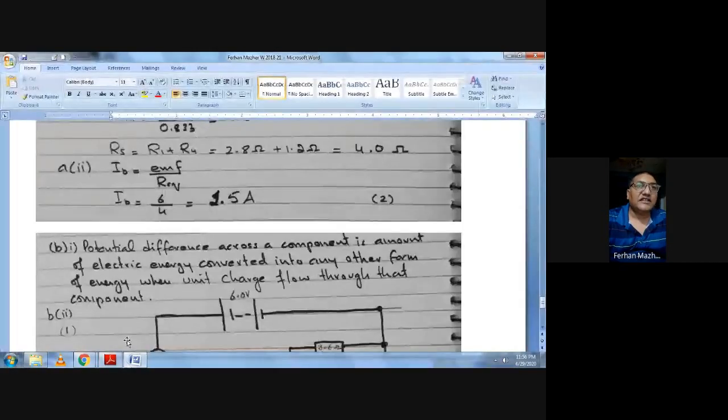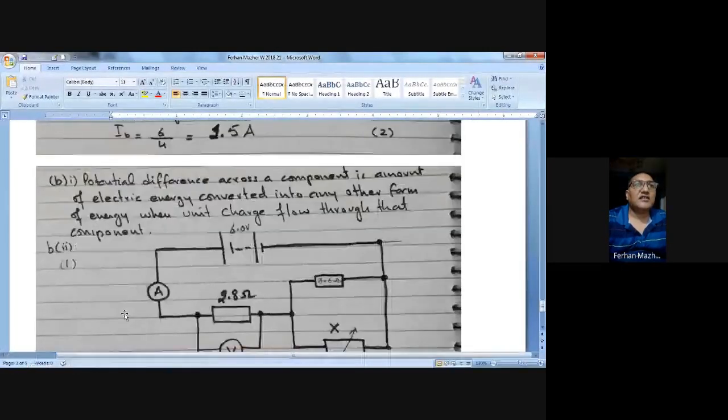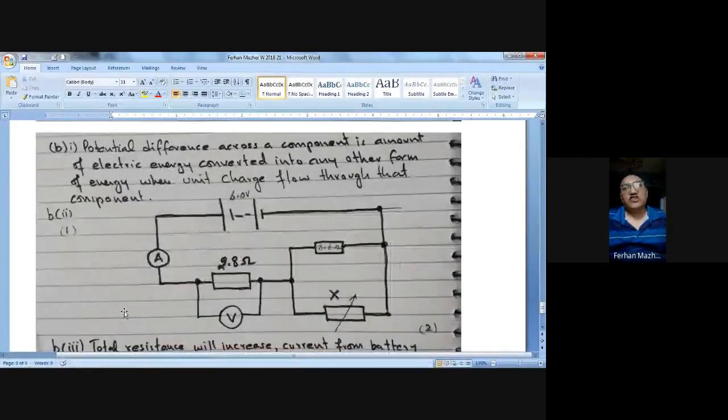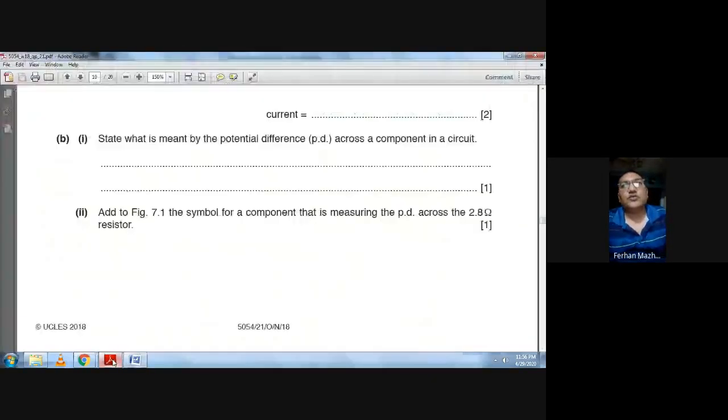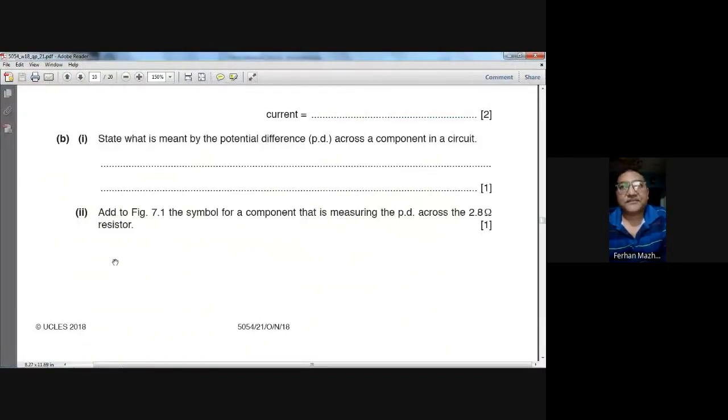I have written this definition. Let me show you that. So B first part: potential difference across a component is the amount of electric energy converted into any other form of energy when unit charge flows through that component. This is a definition. I hope you will be able to write it again.